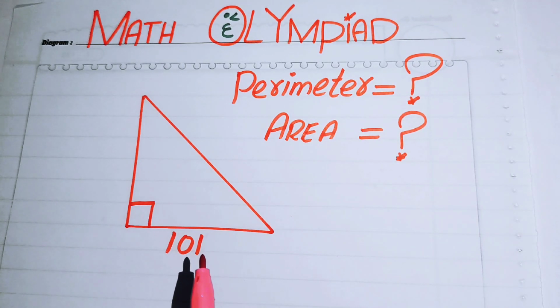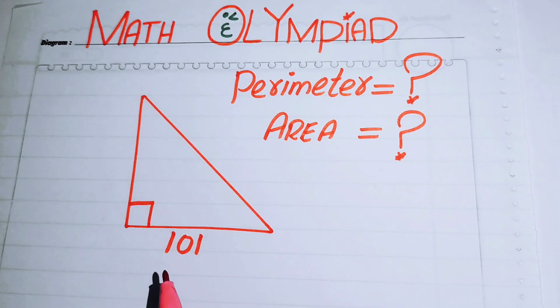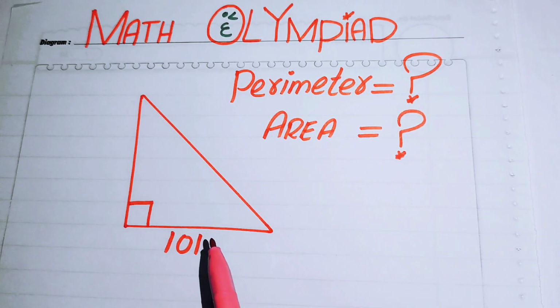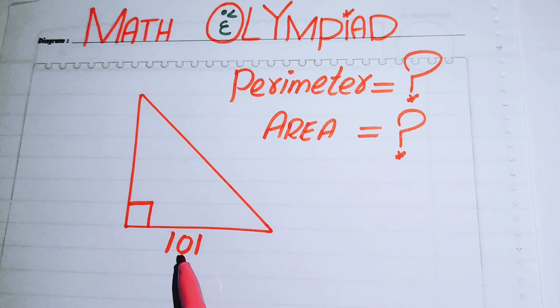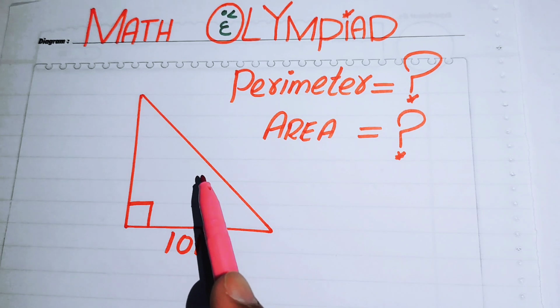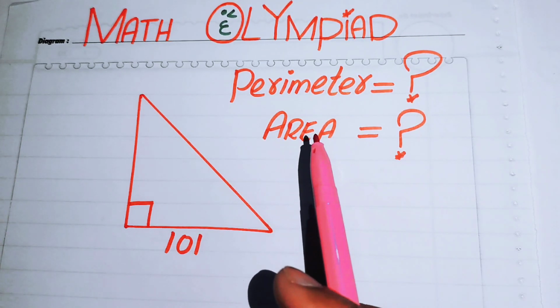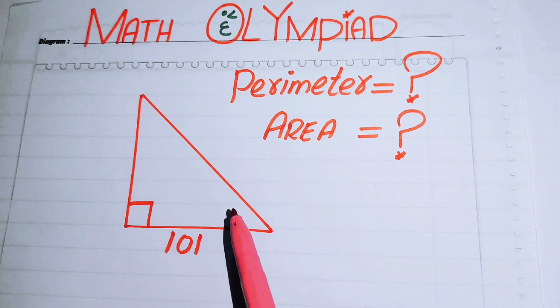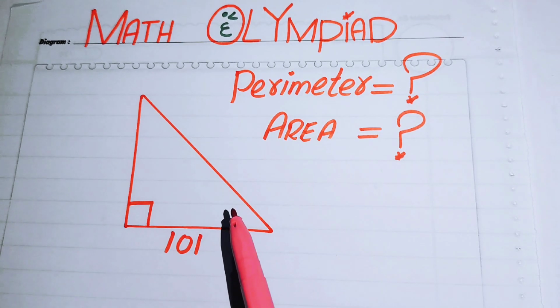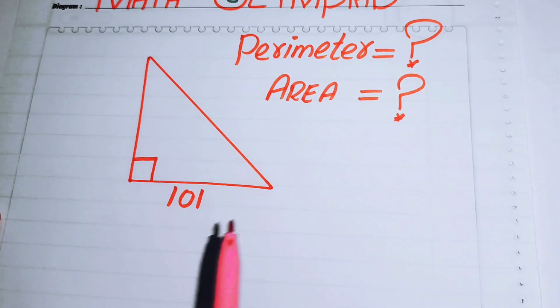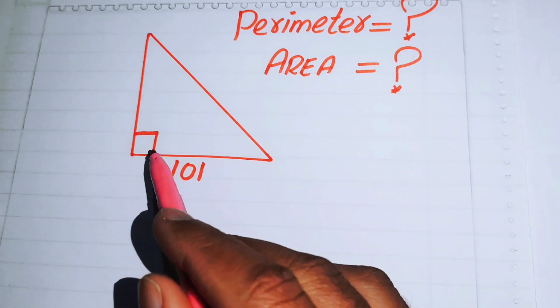In this video, we are going to solve this nice math Olympiad geometric problem. We have this nice right triangle in which the length of one side is 101, and we don't know the length of the other two sides. Here we find the perimeter and area of this right triangle. You know that this is the right angle.